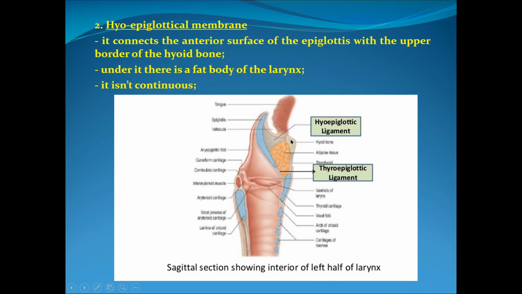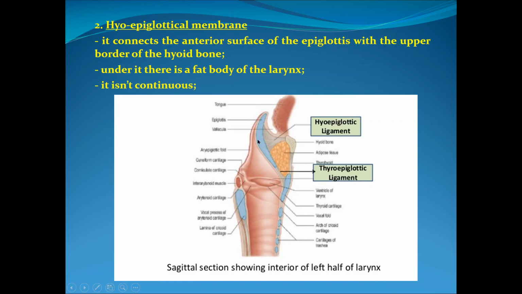But look at it, hyoid bone is very small, its central part. Epiglottis is bigger, so that's why this membrane looks very small in this part and very flat in this region. There is something important here. Right under the hyoepiglottic membrane, there is some fat, an adipose tissue, and the function of it, you can imagine, is like a pillow.